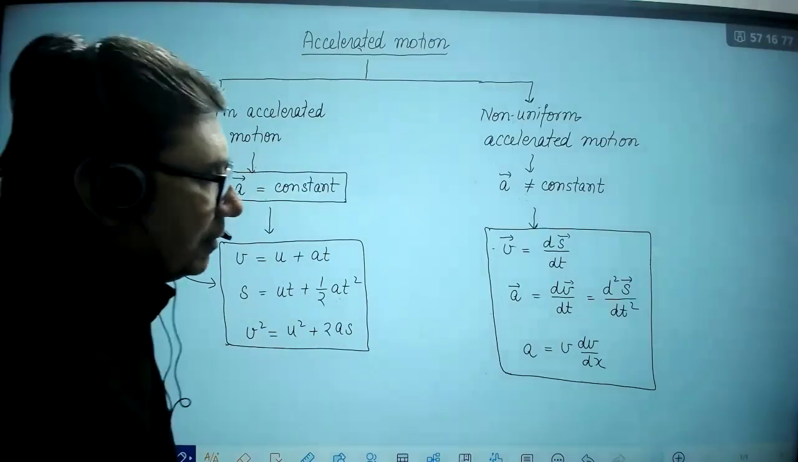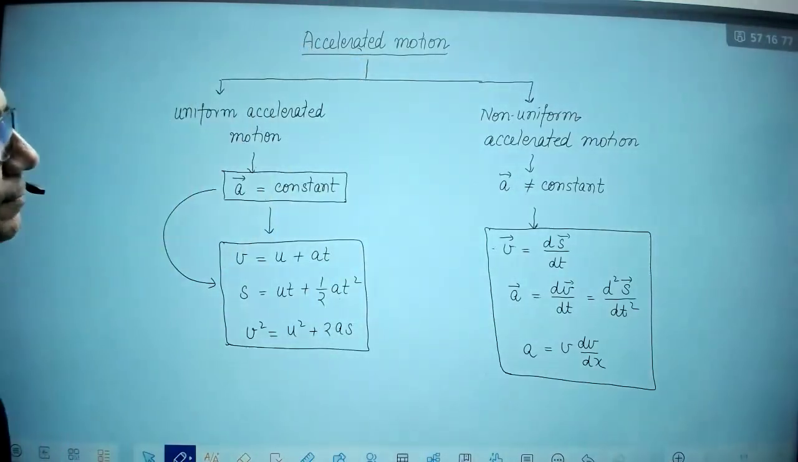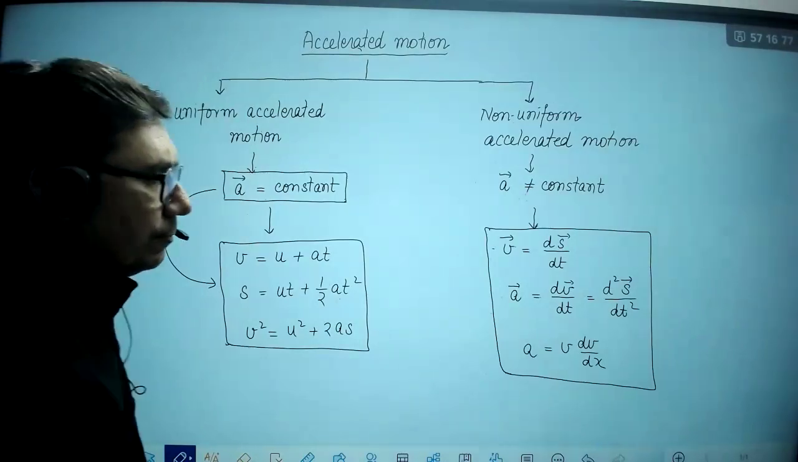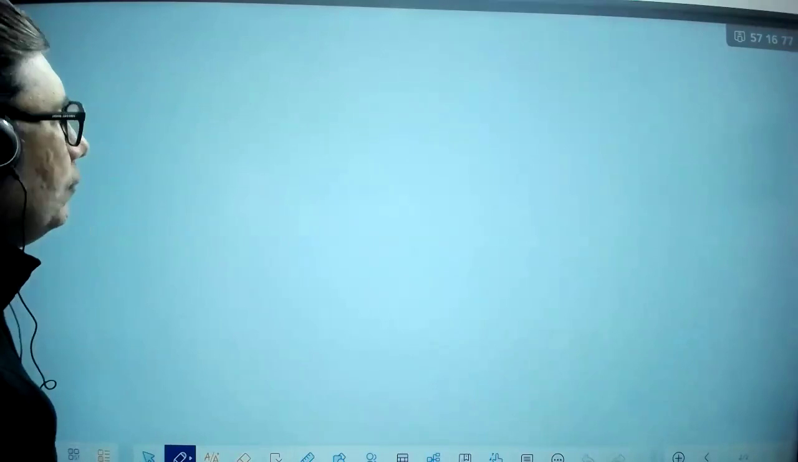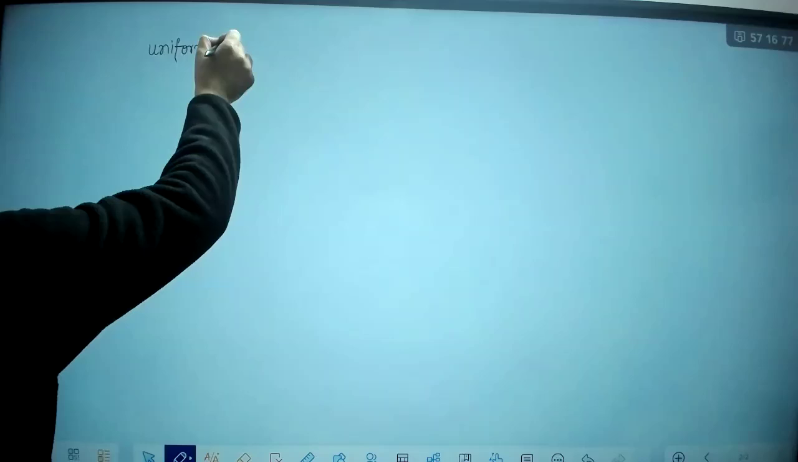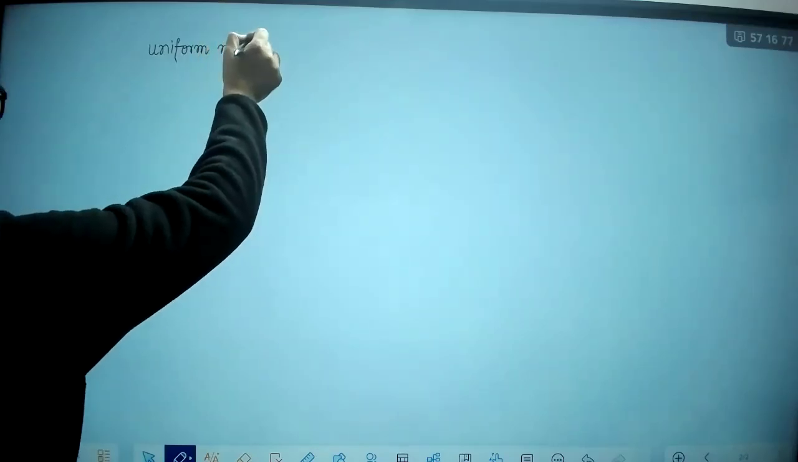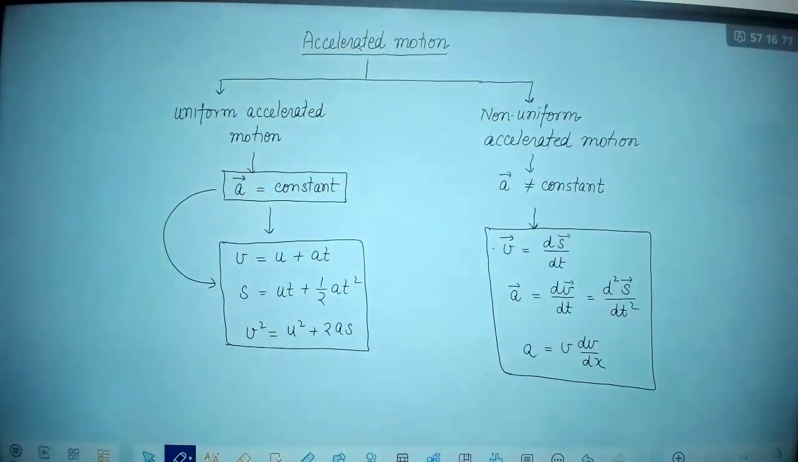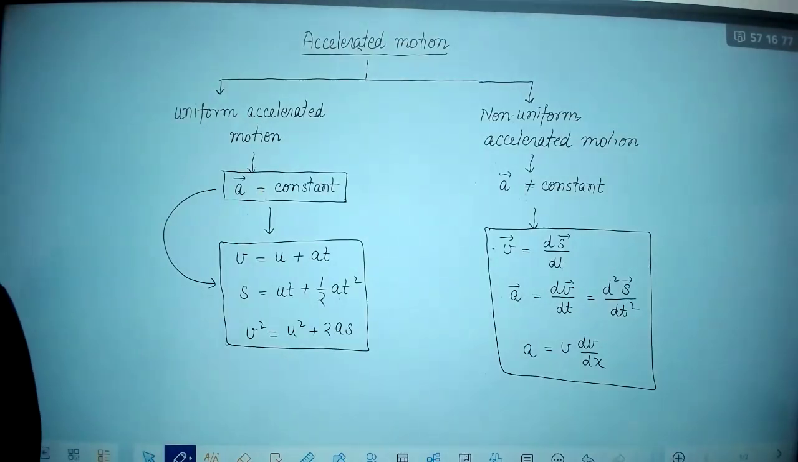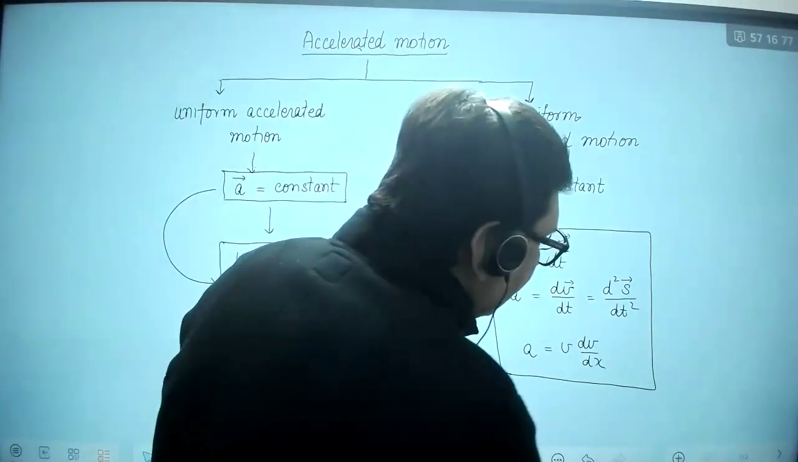Now, graphs. Please note it down quickly. Sir, previous slide, please. Okay, beta. Please note it down. Okay, beta. Please switch off your mic.